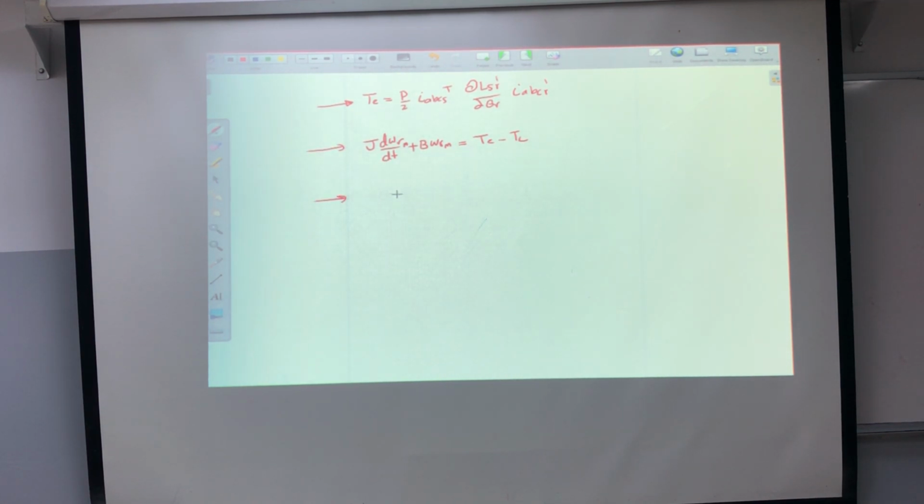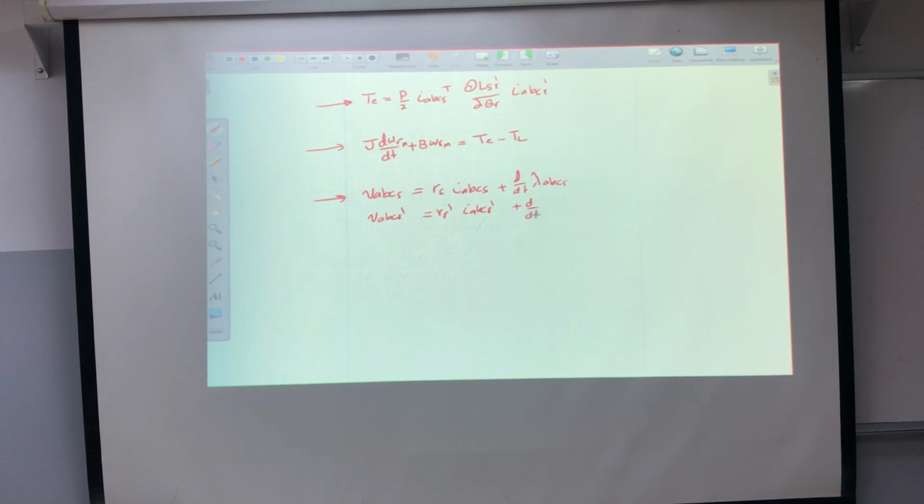And we know the voltage equation, which was VABCS equal to a certain matrix times iABCS plus d by dt of lambda ABCS, correct? And V'ABCR for the rotor equal R'R i'ABCR plus d by dt of lambda'ABCR, correct?